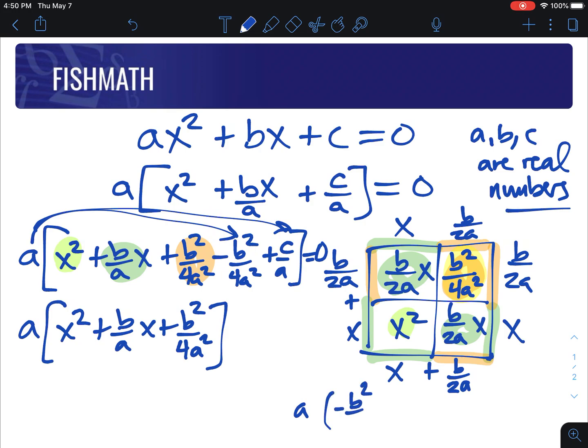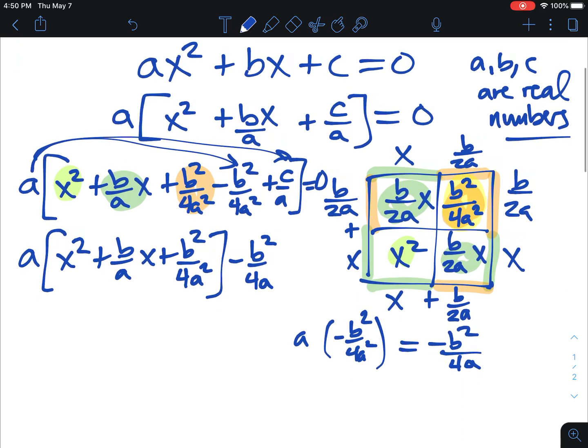So a times negative b squared over 4a squared would cancel out 1a in the bottom, which makes it negative b squared over 4a. So that's going to go on the outside. And then very similarly, a times the c over a, well, that's kind of fun to do. That's just c. So that's just plus c. Okay, we're getting there. Believe it or not, we're actually very close to getting the formula. I know it looks kind of shocking because this is kind of a mess, but we're very, very close.